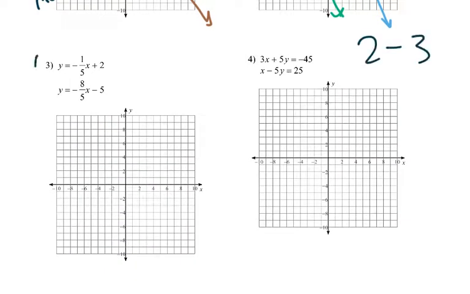Alright, so now take 2 or 3 minutes. I want you guys to try number 3 on your own. So, if we could get a pause on the video for about 3, maybe 5 minutes at max. Let's say 5 minutes. Number 3 on your own. Go.